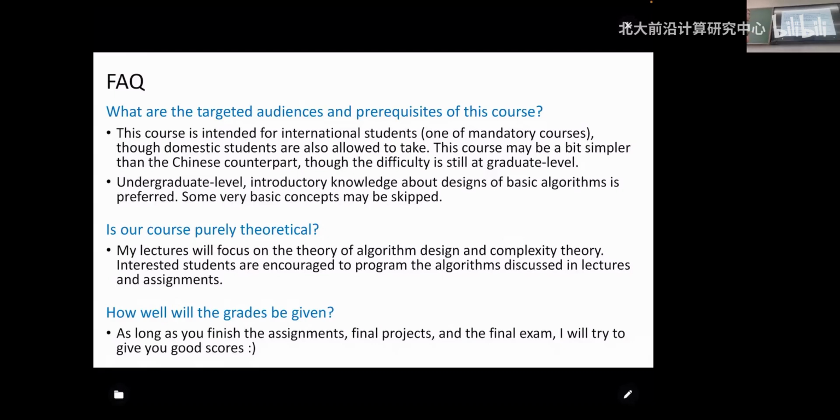don't understand. So is this course purely theoretical? One of the students just asked this question. This course will focus on the theory of algorithm design. And interested students are encouraged to program the algorithms discussed in lectures and assignments. So how will the grades be given? I guess as long as you finish assignments, final projects, and the final exam, I will try to give you good scores, because this is in general a graduate course, and I guess professors shouldn't be very harsh about this course. So any other questions?